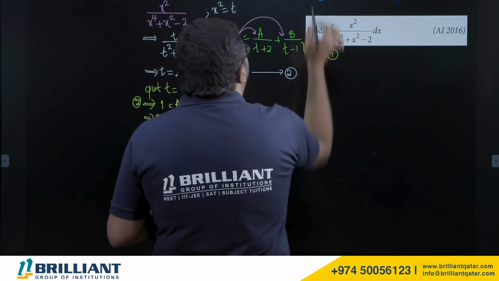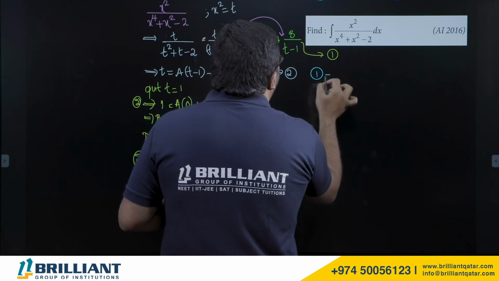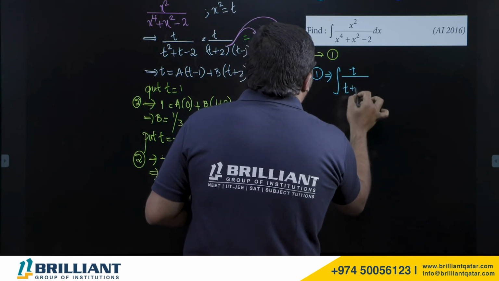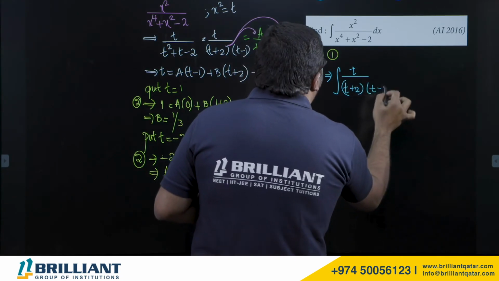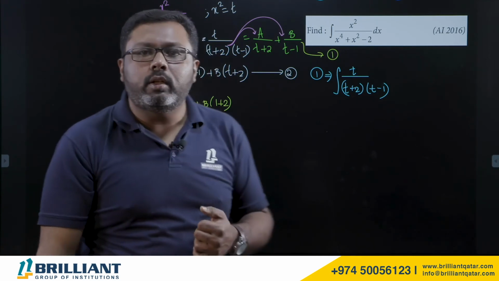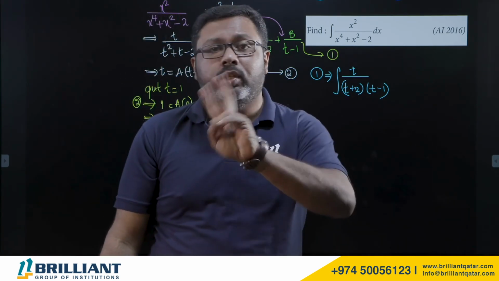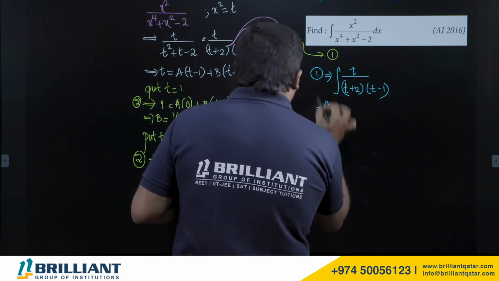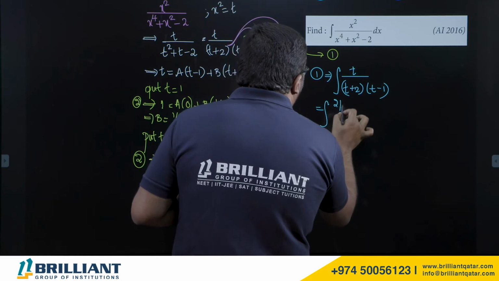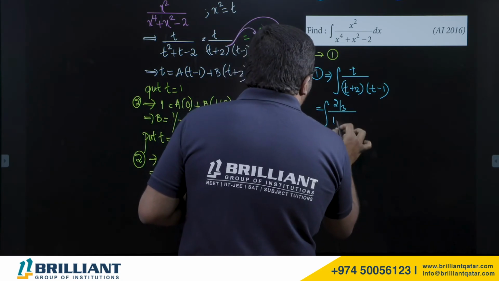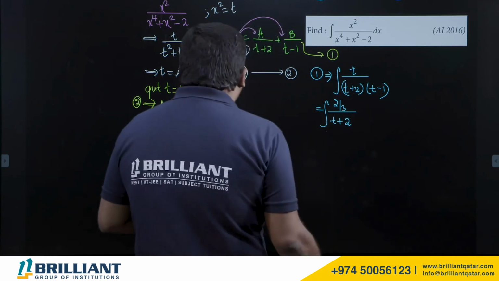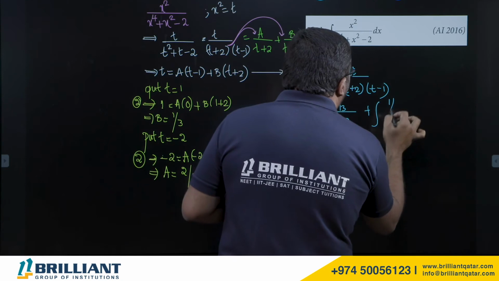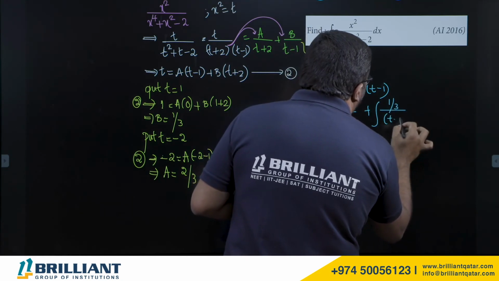Now I'm going back to the equation number 1. Equation number 1 implies the integral of t by t plus 2 into t minus 1. Remember, I did method of substitution just for doing partial fraction, not integration. So I have to put it back. That is equal to integral, a is 2 by 3 divided by t plus 2, and then b is 1 by 3, integral of 1 by 3 divided by t minus 1.